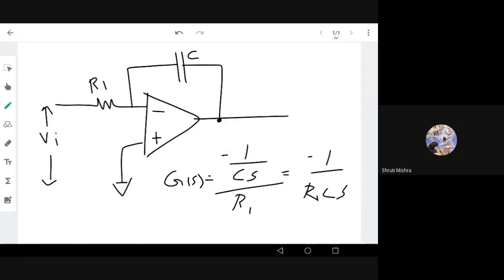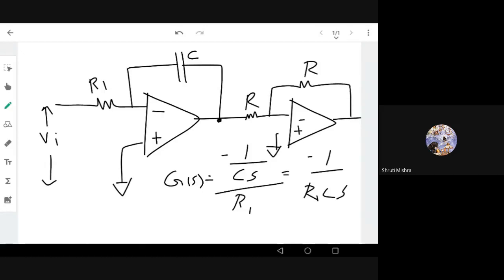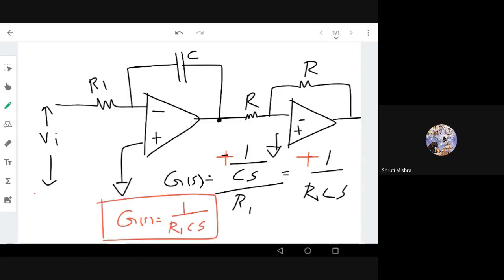So in order to avoid that inverting negative, I'll connect one more op amp, a unity gain op amp, minus, plus, with the same feedback resistance, R, R, right? Now we need not worry about this minus because I have one more amplifier. So what is the gain? We got the gain G(s) as nothing but 1 by R1 Cs, right? This is the gain of an integral controller. So we have designed a circuit for an integral controller.